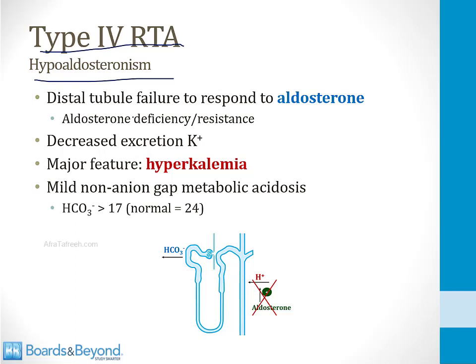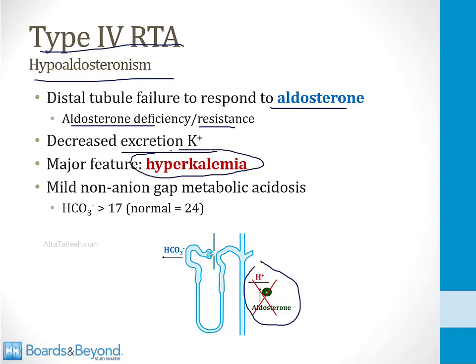So in a type 4 RTA, the distal tubule fails to respond to aldosterone, as I've indicated at the bottom of the screen here. This can be either because there's deficient levels of aldosterone in the body or because of aldosterone resistance, and we'll talk more about this in a minute. So when there is decreased activity of aldosterone, there's less excretion of potassium, and that leads to hyperkalemia. And I've bolded this because this is a unique feature of a type 4 RTA. This is the only RTA associated with high potassium.